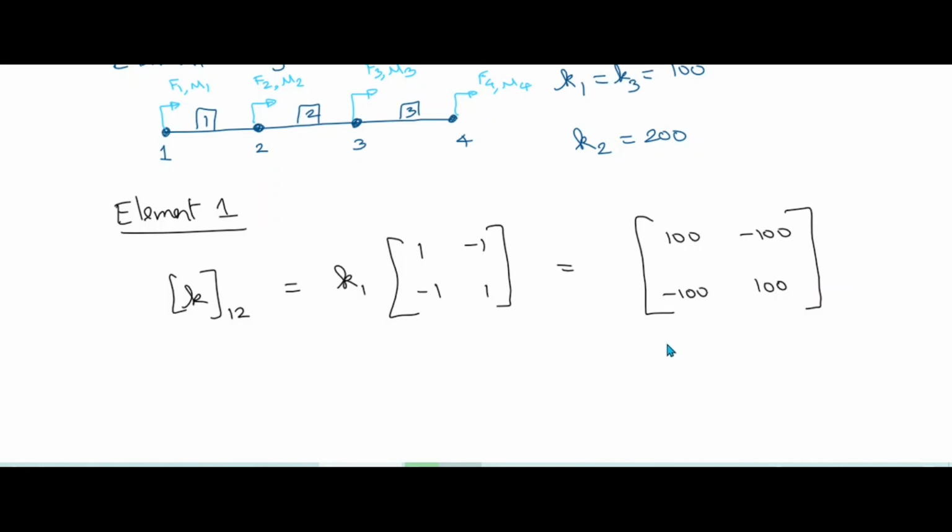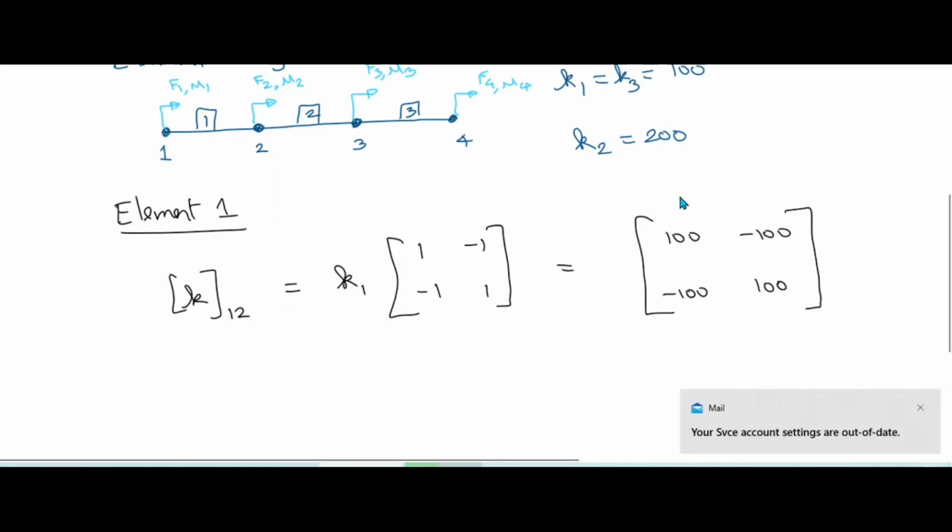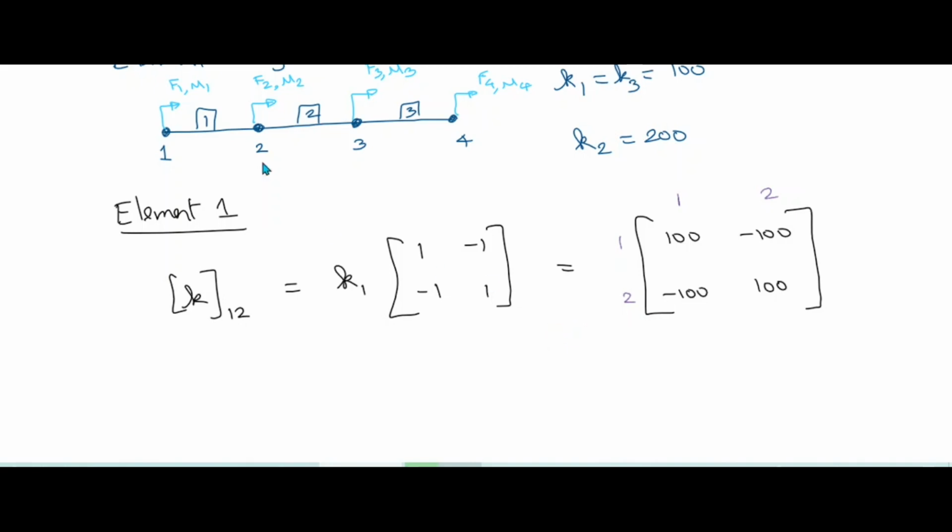If you look at the address of this particular element, it is connecting nodal points 1 and 2. So you can see that this will be 1, this will be 2, similarly this will be 1 and this will be 2. This is for element 1.